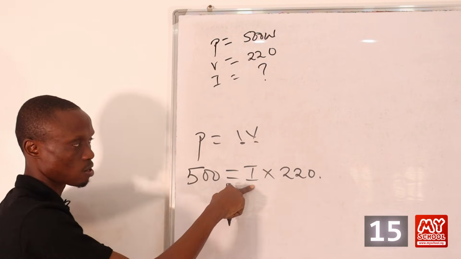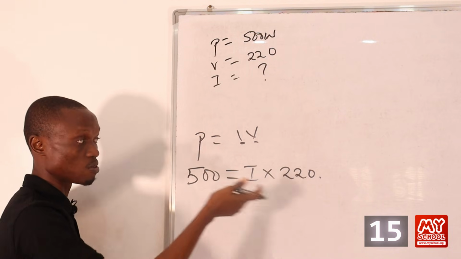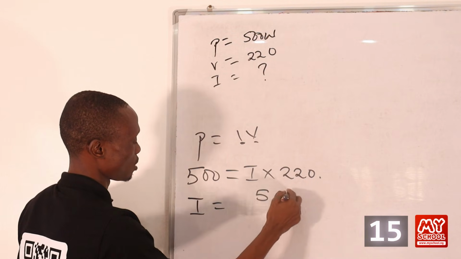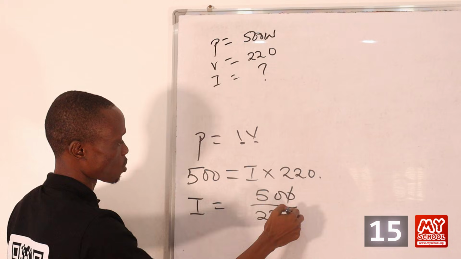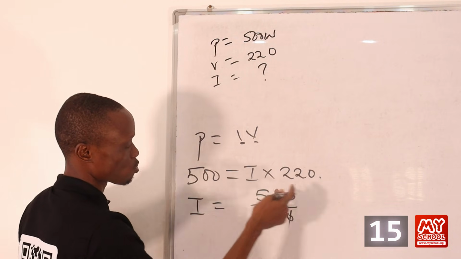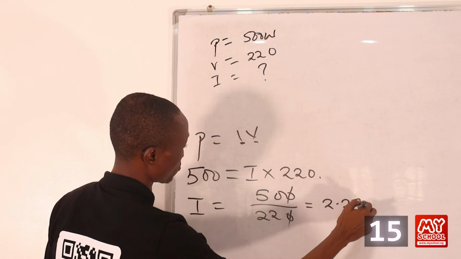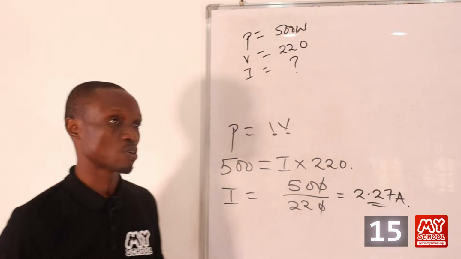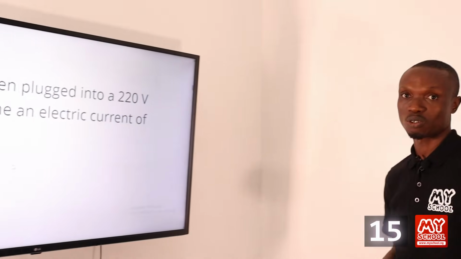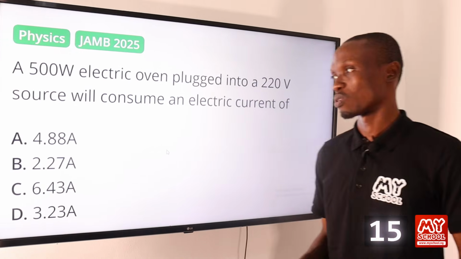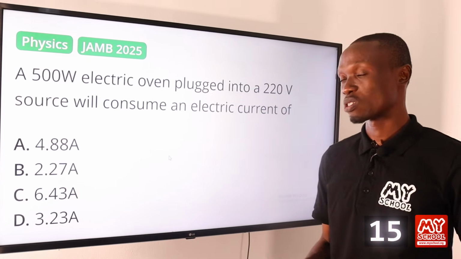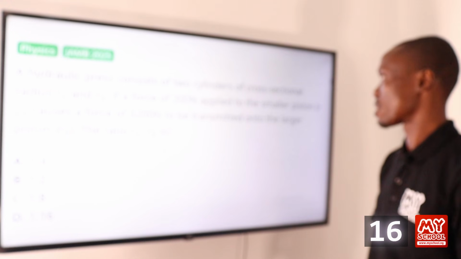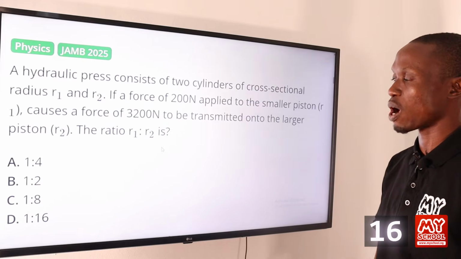Now, since we are looking for I, we just make it the subject of the formula by dividing both sides by 220. So that I equals 500 divided by 220. So 0 will cancel 0. So 50 divided by 22 would be approximately 2.27. So the current consumed is 2.27 amperes. So let's move back to the screen to pick the correct option for this question, and that is option B, 2.27 amperes.